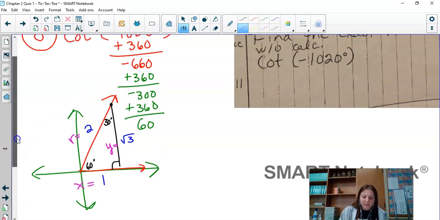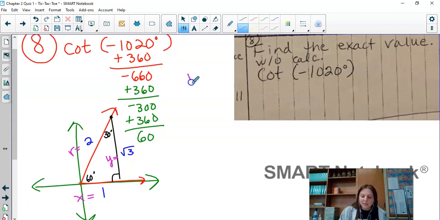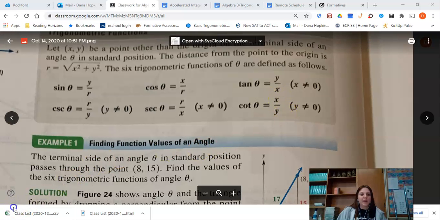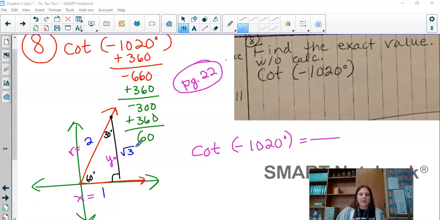Okay, we need to find the cotangent. You may need to look at page 22 to find the trig functions, and we're looking for cotangent. Cotangent is x over y. So 1 over square root of 3, and then rationalize your answer. So the cotangent is root 3 over 3.